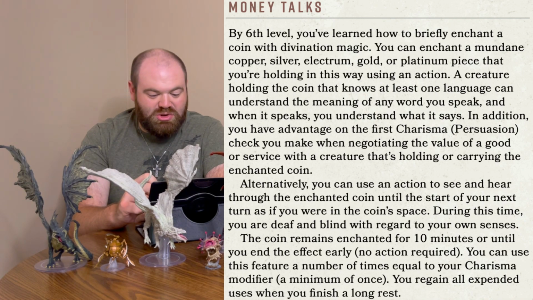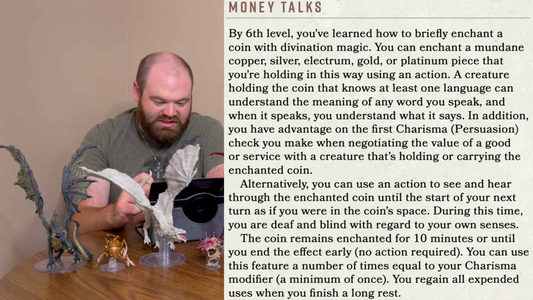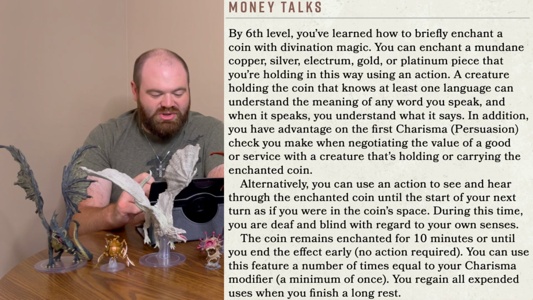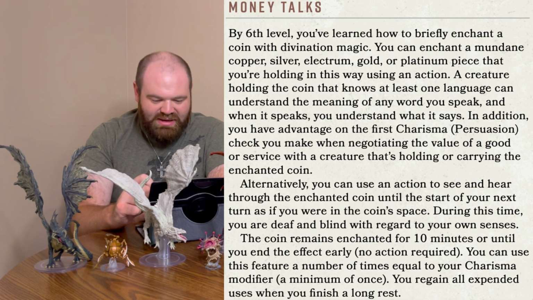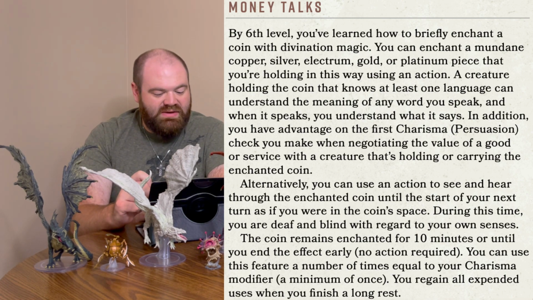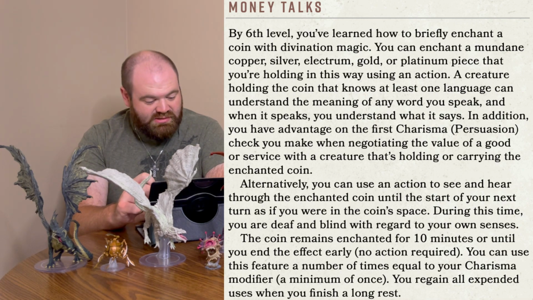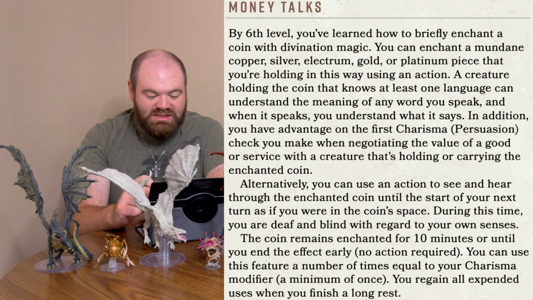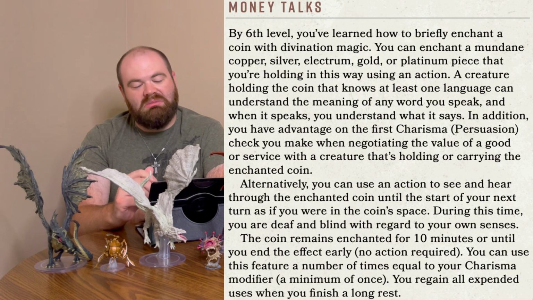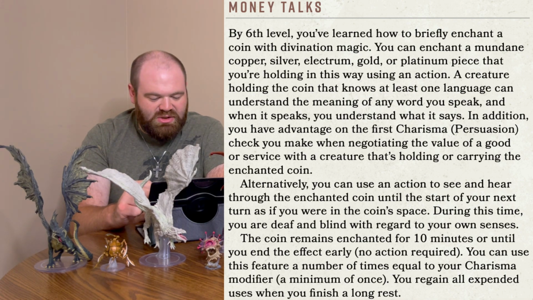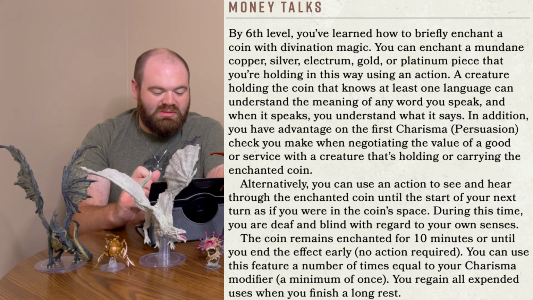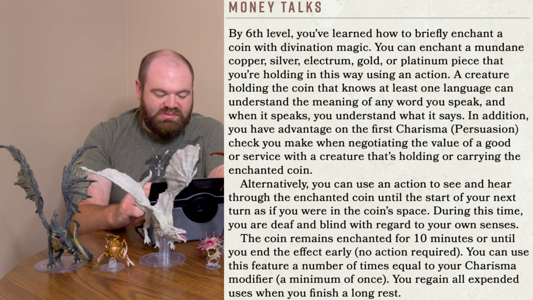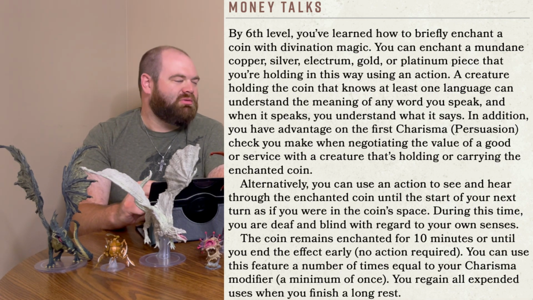Alternatively, you can use an action to see and hear through the enchanted coin until the start of your next turn, as if you were in the coin's space. During this time, you are deaf and blind with regard to your own senses. The coin remains enchanted for 10 minutes or until you end the effect early, no action required. You can use this feature a number of times equal to your Charisma modifier, minimum of once. You regain all expended uses when you finish a long rest.